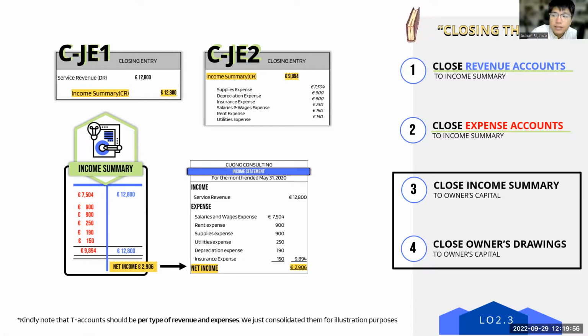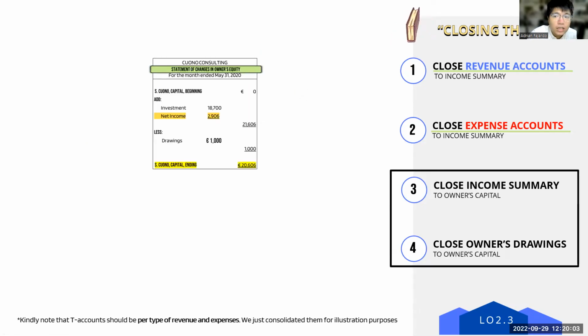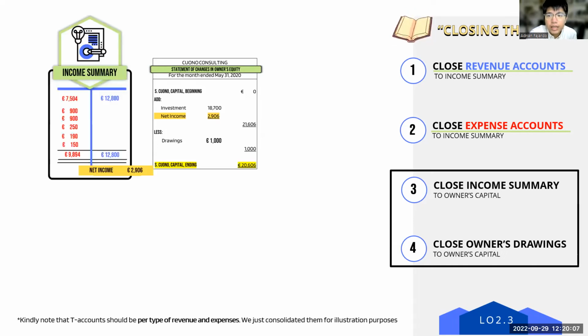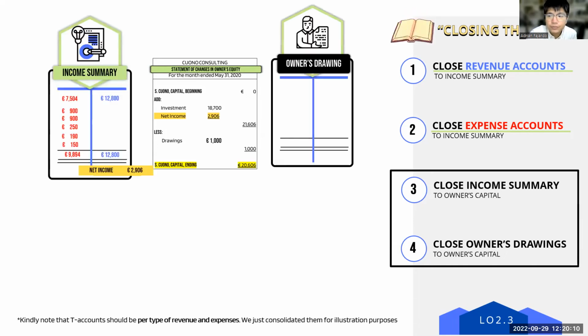Let's proceed to the last two steps, which would be to close our income summary and our owner's drawings to our owner's capital. So again, we begin by looking at our statement of changes in owner's equity, right? And then the T accounts income summary and owner's drawings. And in essence, we just try to find the relation to this. So for example, the net income of 2,906 is actually there, reflected already in our statement of changes in owner's equity. The drawings of 1,000, we plug in as a debit to our owner's drawing T account, right?